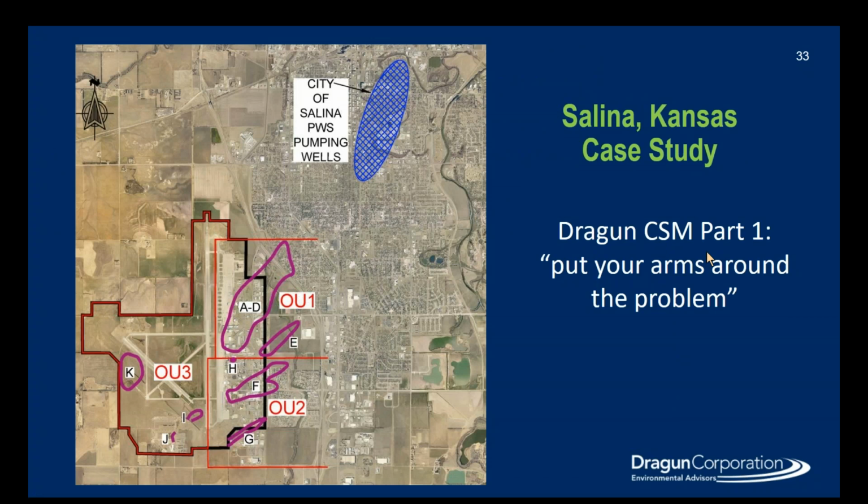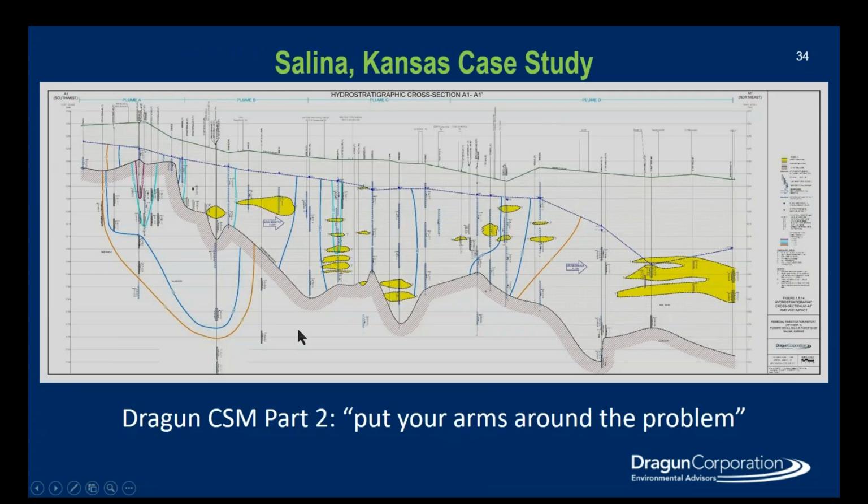And kind of our mantra is put your arms around the problem, figure out how big the problem is. And this is what we saw in terms of the map. 11 plumes where we defined the sources and the aerial extents, mostly TCE, but some PCE and carbon tetrachloride. We also put our arms around the plume vertically. We figured out the depth and we characterized the geology.